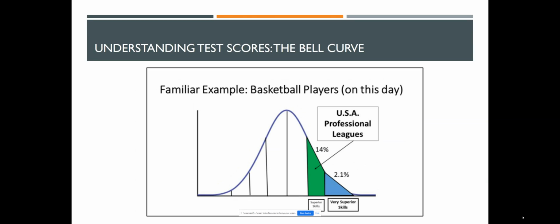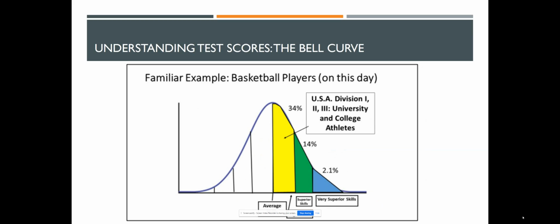The next section of the bell curve are basketball athletes who play in professional leagues. These athletes are skilled, practice every day, and get paid to play basketball. Their skill level is higher than most people who play. On this day, we would classify these athletes as superior with their basketball skills.